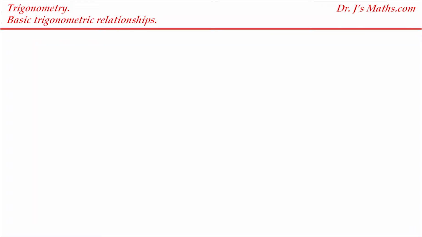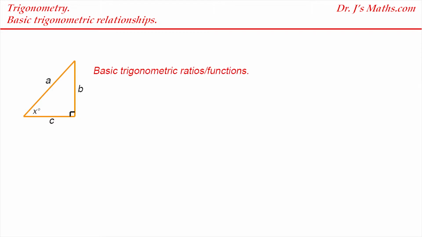For our work, we of course need a triangle. Wouldn't be trig without a triangle. So I've marked in one angle as x, and now we can look at our basic trig ratios and functions. So sine of the angle x is equal to the opposite over the hypotenuse, b over a. Cos is equal to the adjacent over the hypotenuse, c over a. And tan, of course, is opposite over adjacent.